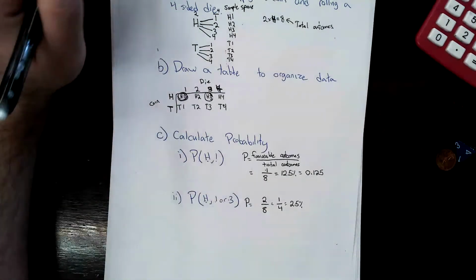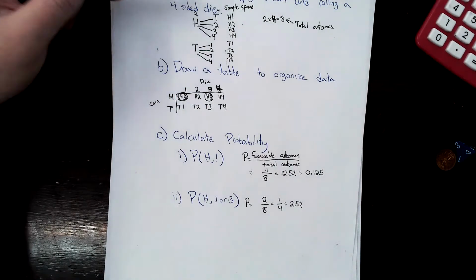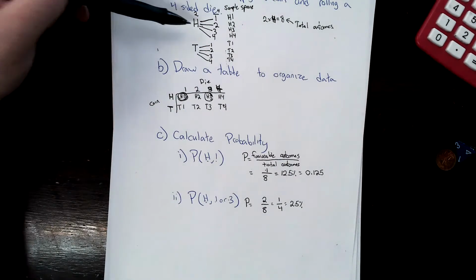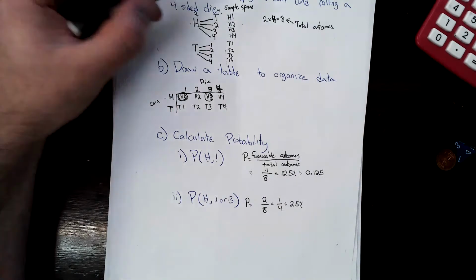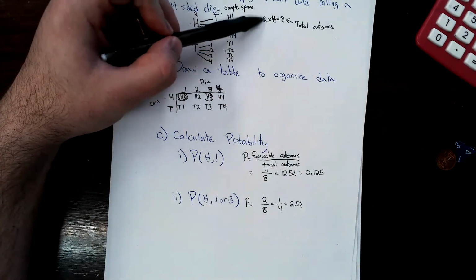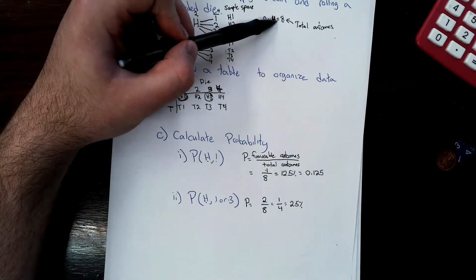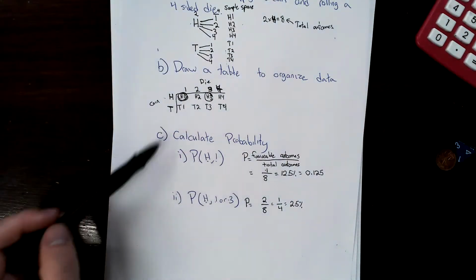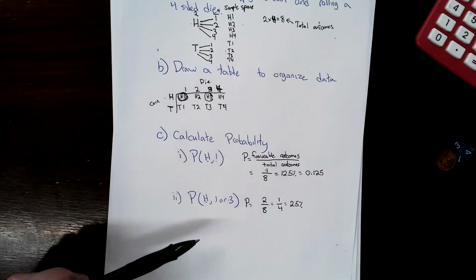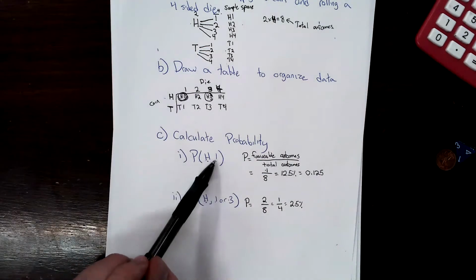And this will help you solve the worksheet I've given you. Again, organizing data in a tree diagram or a table. We could calculate the total amount of outcomes by just multiplying the amount of outcomes of one event by the amount of outcomes of the second event to get a total of 8 outcomes. And finally, this will all help us calculate the probability of an event happening, such as getting a heads and a 1.